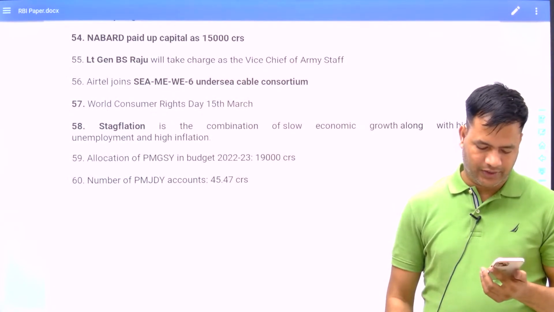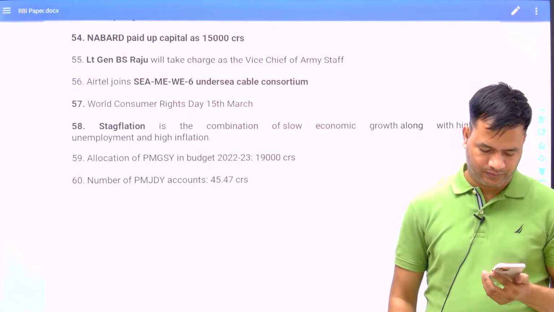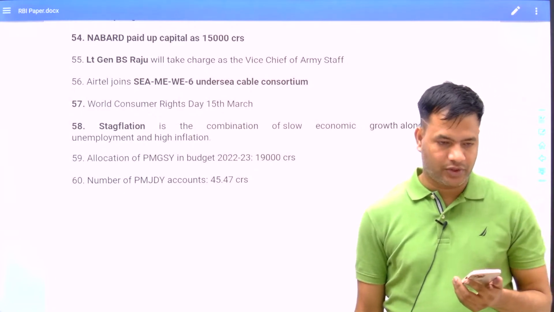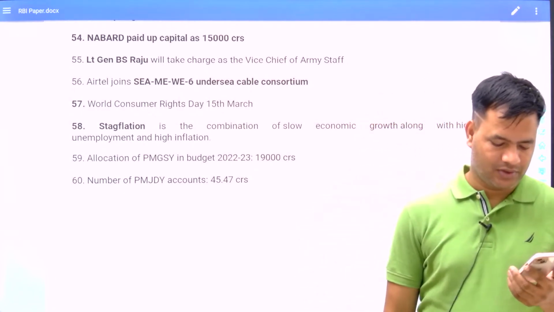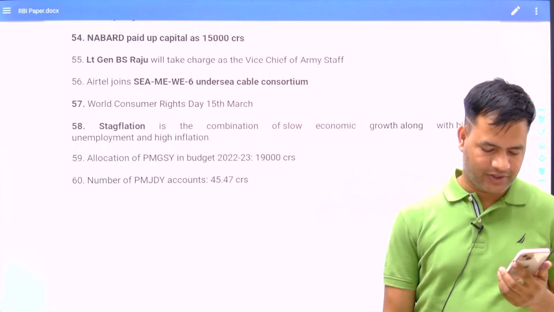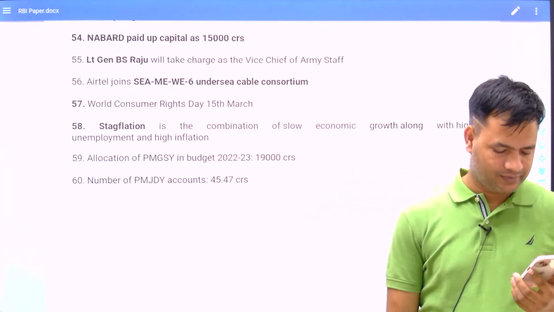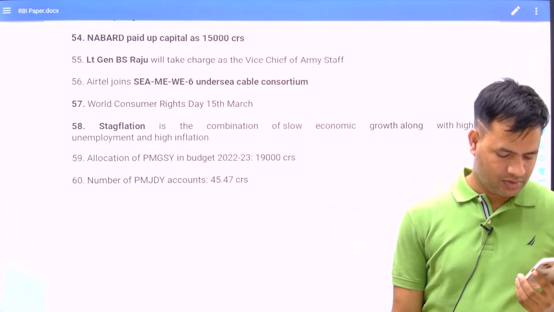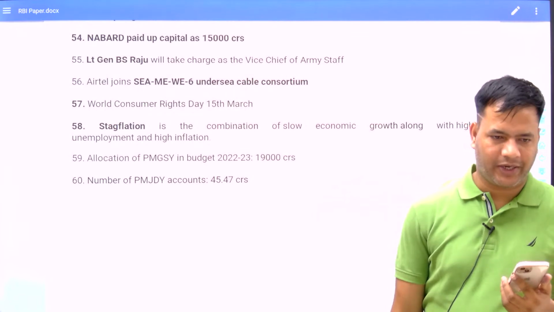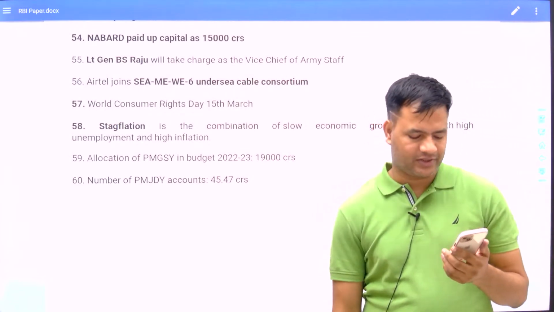Thirty English, 19 reasoning, 10 quant. 15 attempts in math, it is good, it is extraordinary. I don't think anyone has attempted 15 in quant. 10 quant. Only practice can make you expert in the quant.